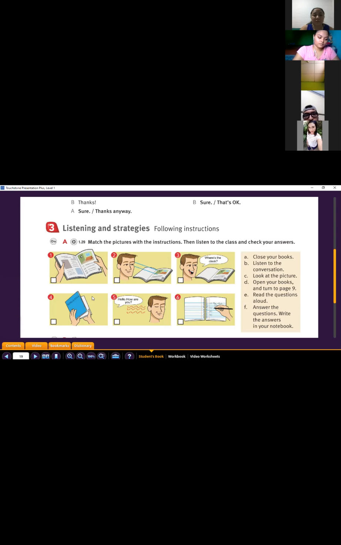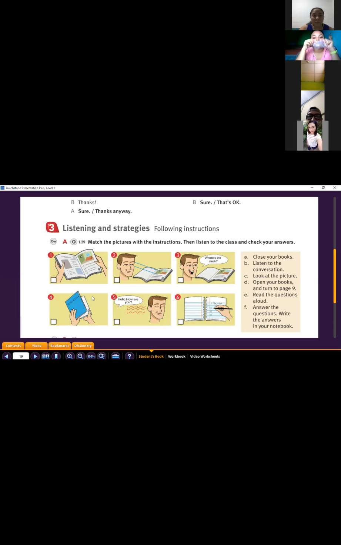Number 2, listen to the conversation. Escuchen la conversación. Letter C, look at the picture. Look at significa echarle un vistazo. Letter D, open your books, open your notebooks, open your eyes. And turn to page 9. Y váyase a la página 9.